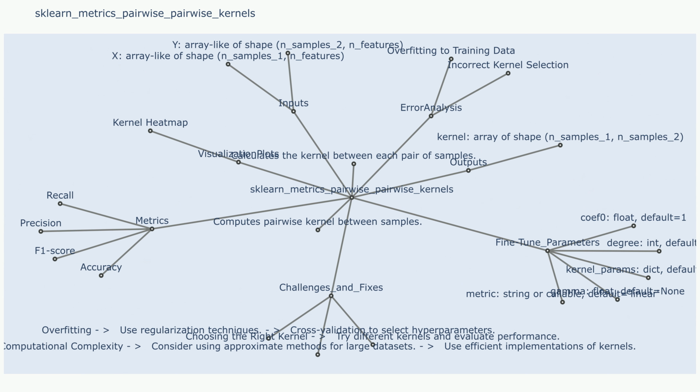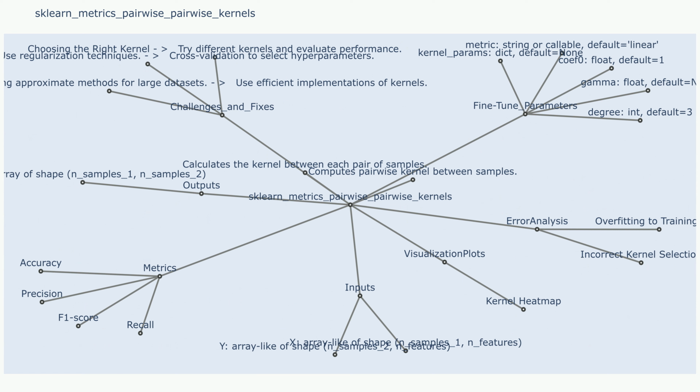Challenge 3. Handling large datasets. Computing kernel matrices for large datasets can be computationally expensive and time-consuming. Sample use case that resulted in challenge 3: attempting to calculate the kernel matrix for millions of samples. Fixes to challenge 3. Consider using approximate kernel methods, such as Nystrom approximation, or techniques for reducing the computational complexity, like random feature mapping. Explore using specialized libraries optimized for large-scale kernel computations.